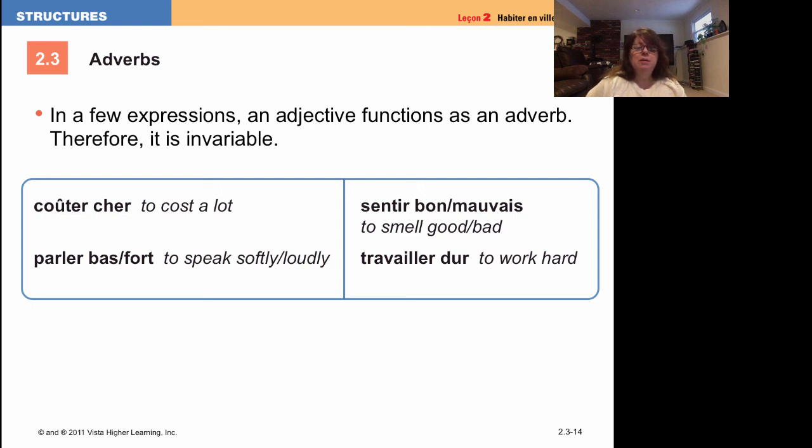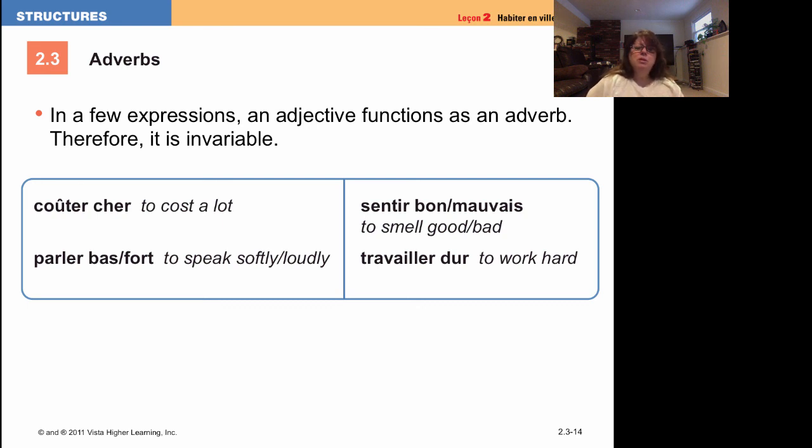Parler bas ou parler fort. Je parle bas, je parle fort. I speak softly, I speak loud. We don't change those words. To smell good or to smell bad, they do in fact use good and bad as adverbs. Ça sent bon, ça sent mauvais. It smells bad. We don't want to say ça sent mal, because that means really it smells badly. So il sent mal, he smells poorly, in other words.